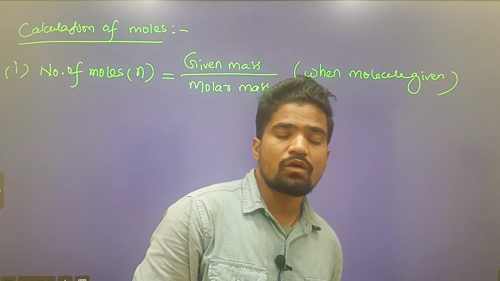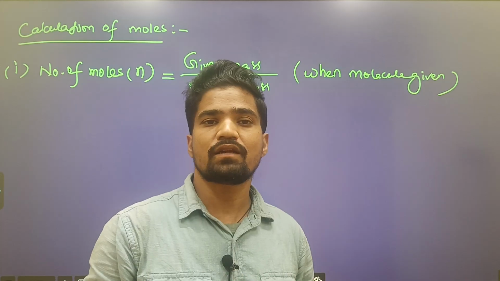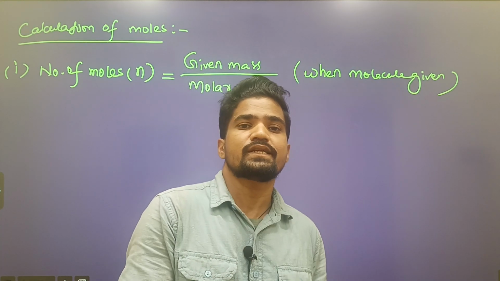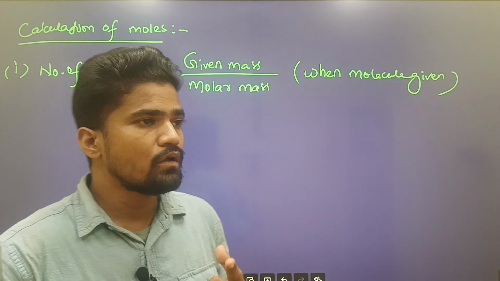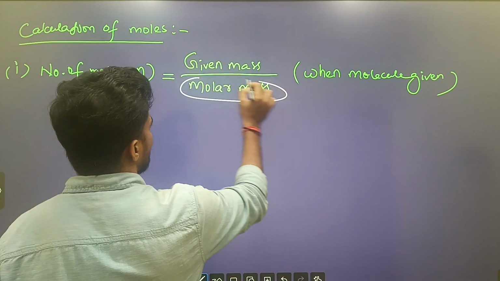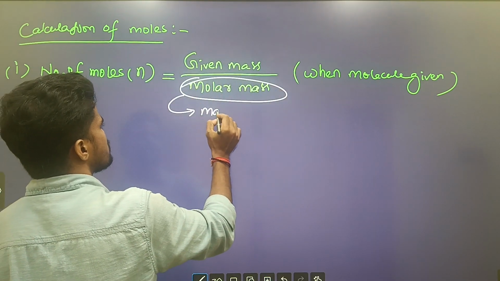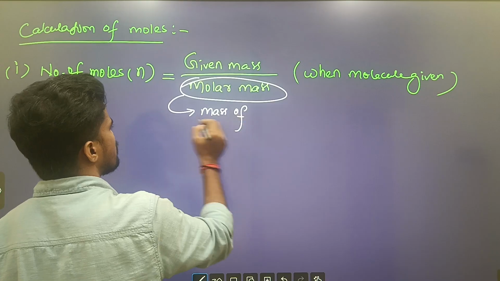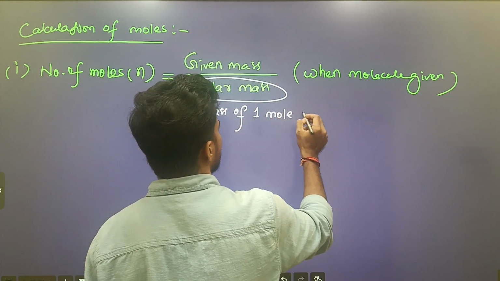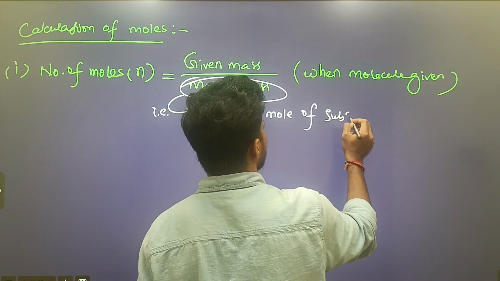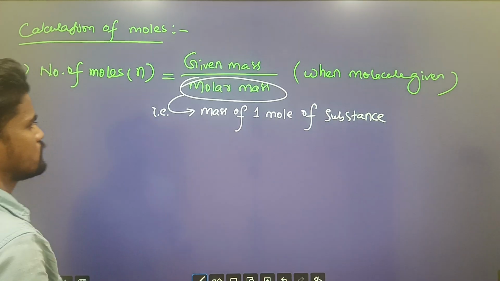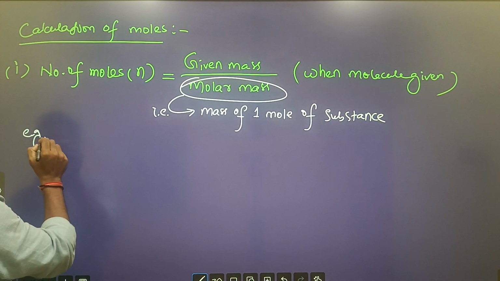So what is the molar mass? Molecular mass is the mass of each element present in that particular molecule, and molar mass means the mass of 1 mole of a substance. What do we call the mass of 1 mole of substance? Molar mass.